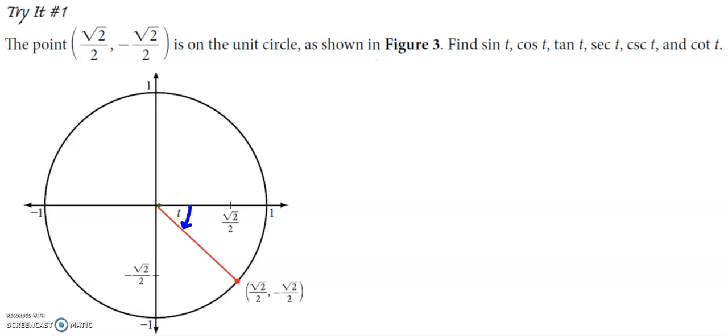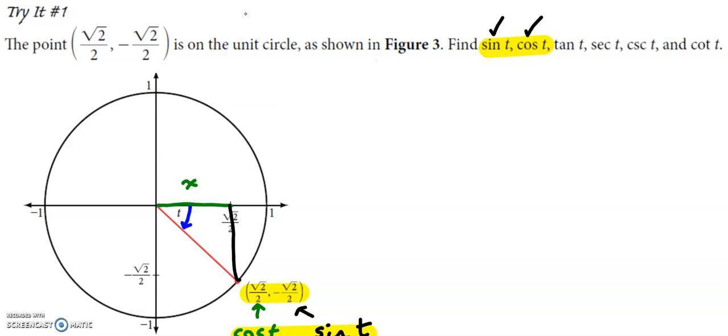It still allows us to determine that our x value, which is root 2 over 2, or this x value right here, is the cosine of t. And just like before, the y value, which is this vertical distance, or negative root 2 over 2, is the sine of t. So these two functions, the sine and cosine, are always quickly determined by x and y, or the coordinates in our particular unit circle.